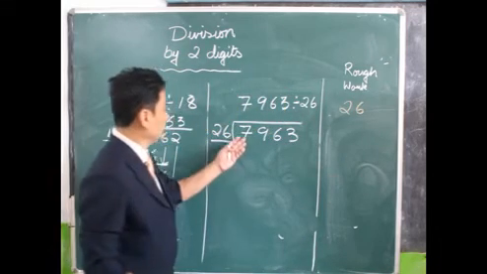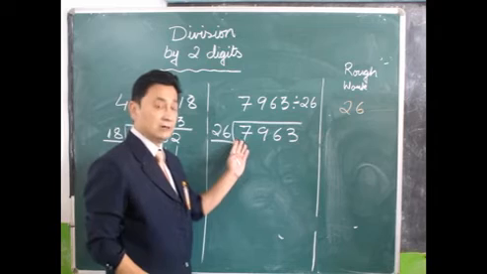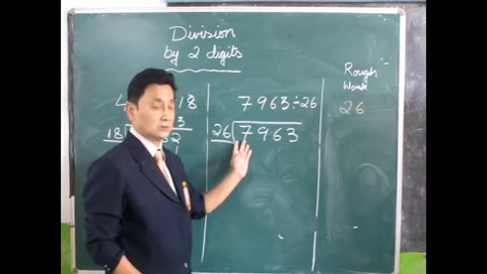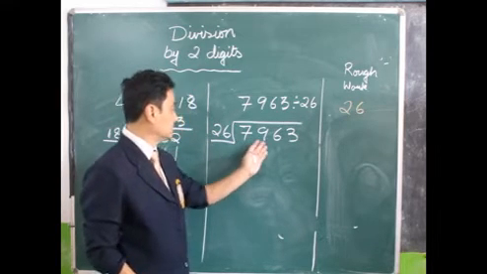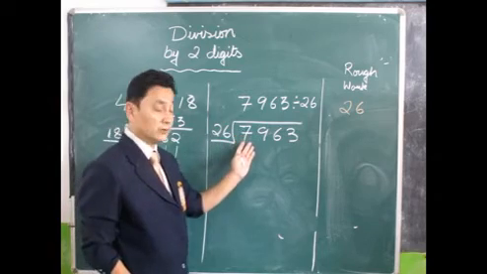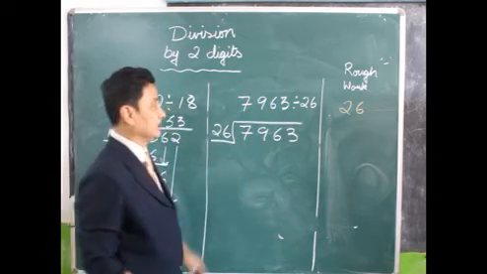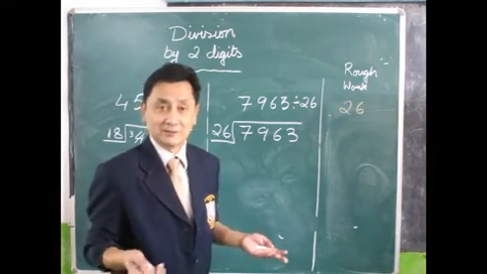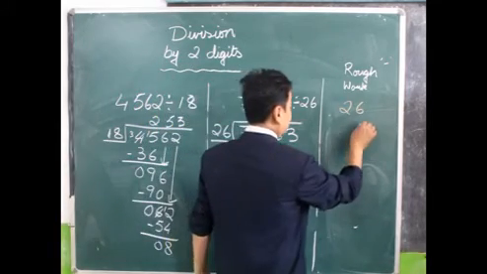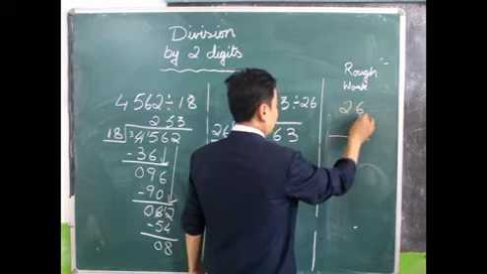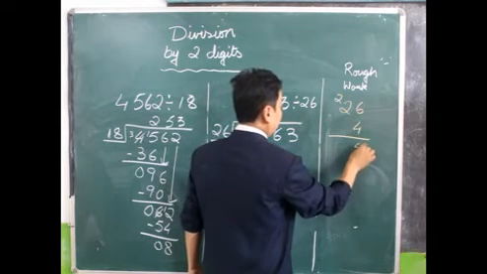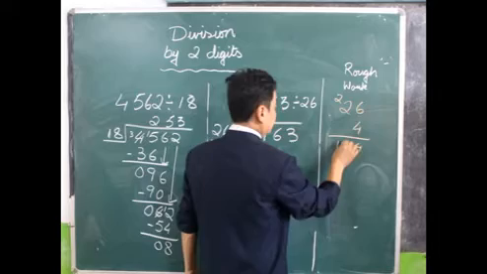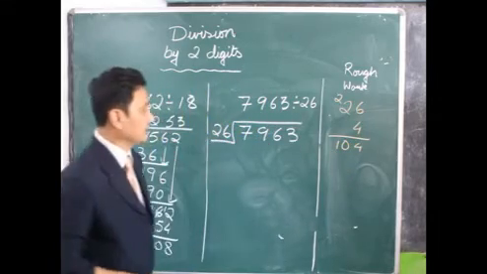26. We've got 7 here. Will 26 go into 7? No. So we have to take 2 digits. 26. Will it go into 79? Let's see. 26 ones are 26. That's very simple. It's easy, no? Okay, let's do 4 times. 4 6s are 24. 4 2s are 8, 9, 10. So it is too big a number.